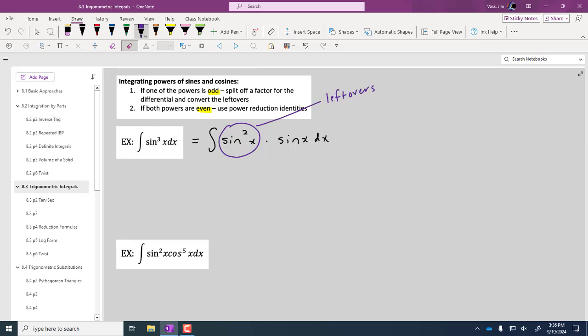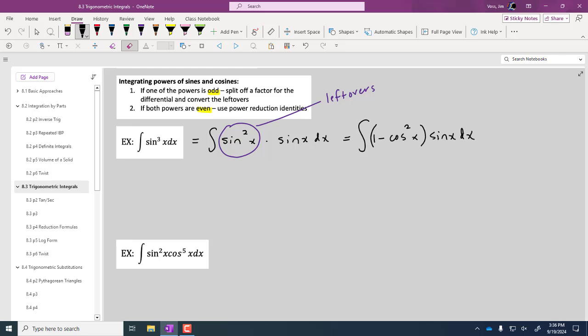Conversion means use the Pythagorean theorem to go to, in this case, the co-function. Sine and cosine are co-functions of each other. So what we're going to do now is convert those leftovers. So that's going to be 1 minus cosine squared of x multiplied by sine of x. So that's how we deal with an odd power. We pull one off and convert anything that's left, and now we use u substitution.